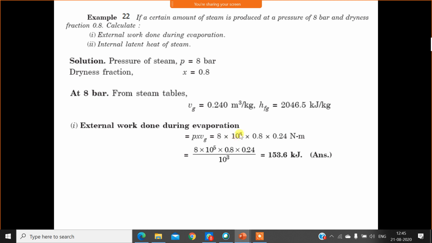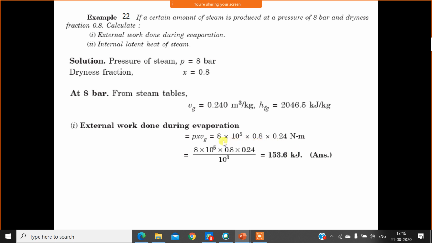P is 8 into 10 to the power 5. In this formula, we have to put pressure in Pascal. Pressure is given in bar, therefore in Pascal, pressure is 8 into 10 to the power 5. Then the value of x is 0.8 and vg is 0.24. Therefore, work done, when we calculate it, will be 153.6 into 10 to the power 3 joule.